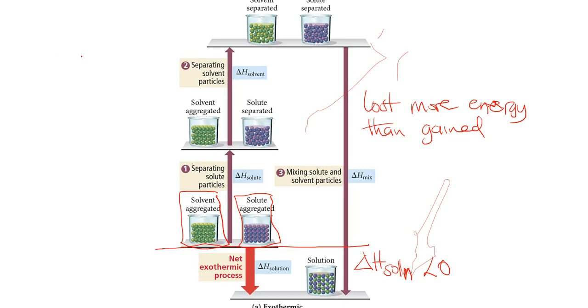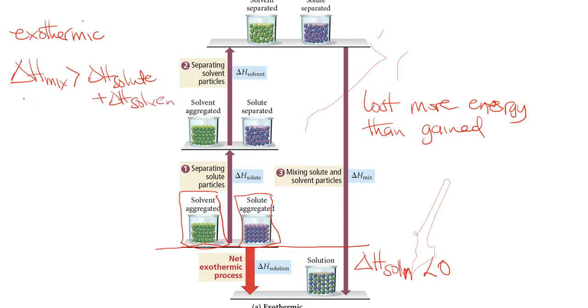So an exothermic process occurs when the energy of mixing is greater than the energy of solute plus the energy of solvent. So this means you have lost more energy than the energy you have gained.